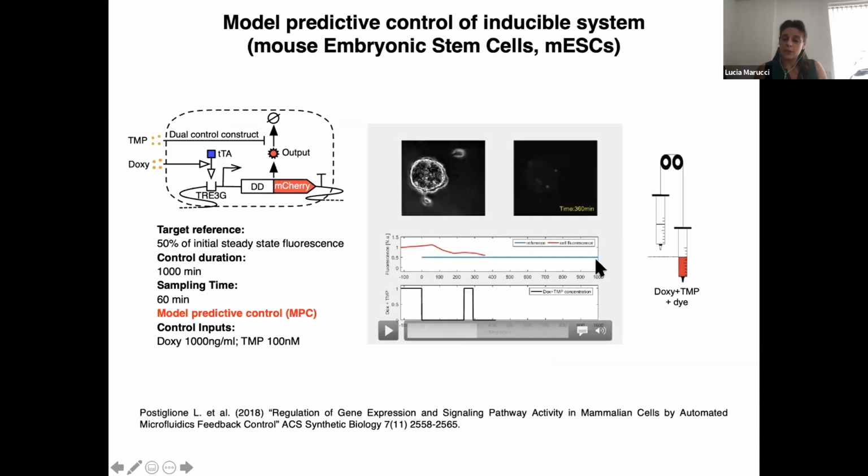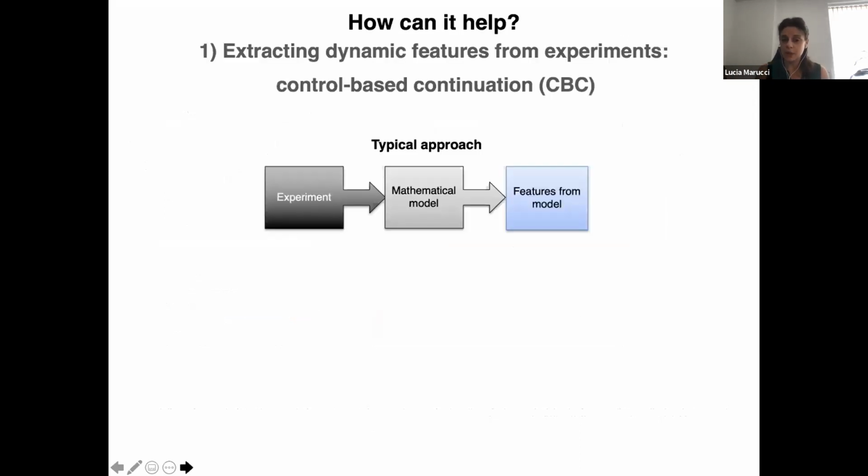So now that we have got this platform that allows us to control mammalian cells, how are we going to use it? We have got mainly three aims. This is work in progress. The first aim is to try to implement control-based continuation on biological systems.